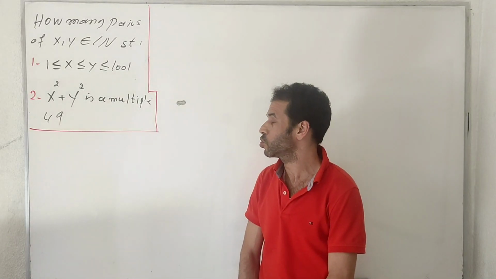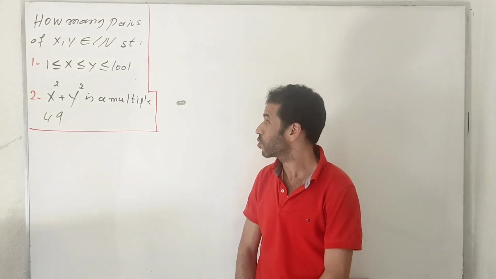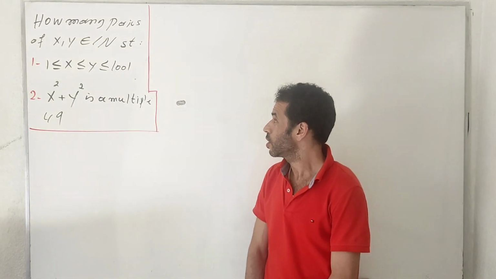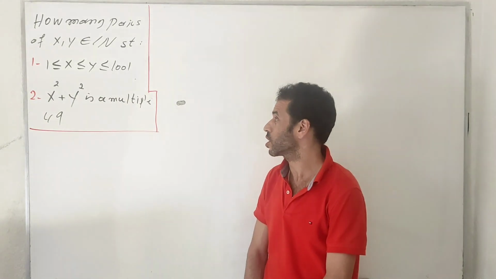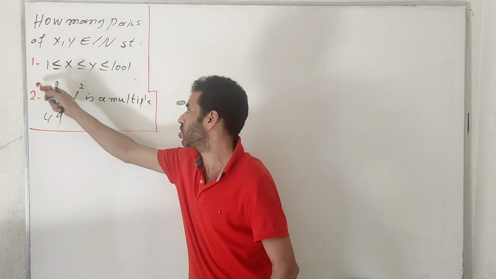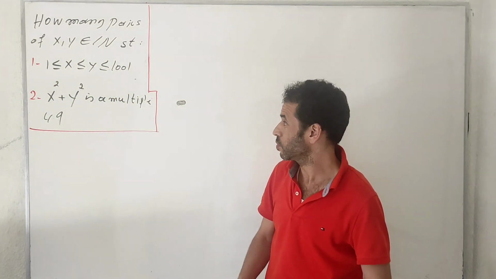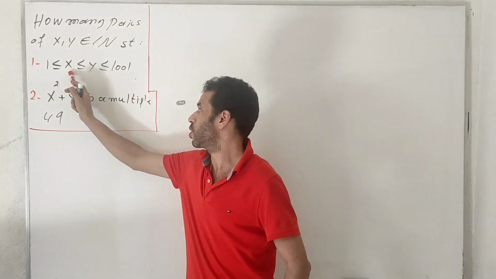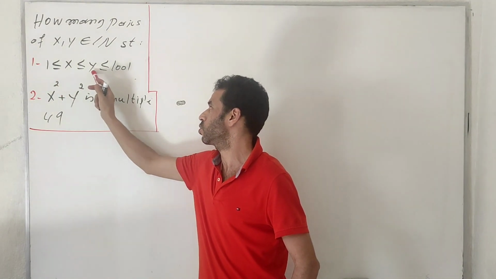In this video I would like to introduce you to a very nice problem. Here is the following setup. We have x and y as natural numbers such that these two conditions are satisfied. First of all, 1 is less than x, x is less than y, and y is less than 1001.